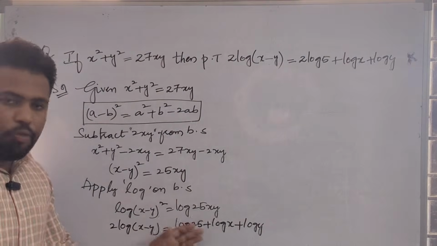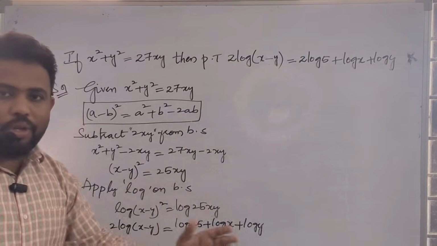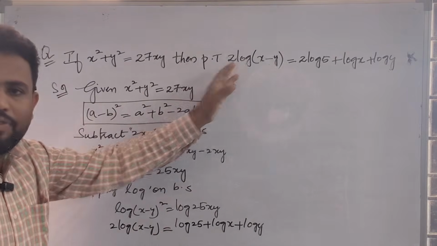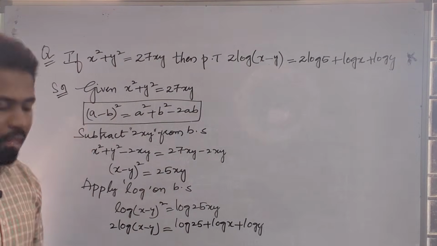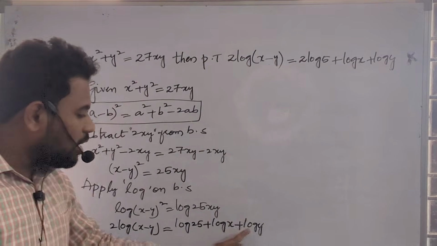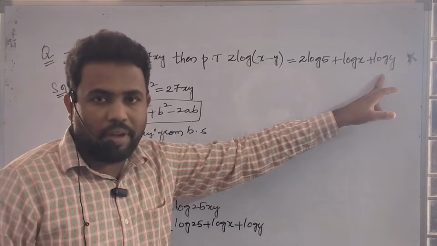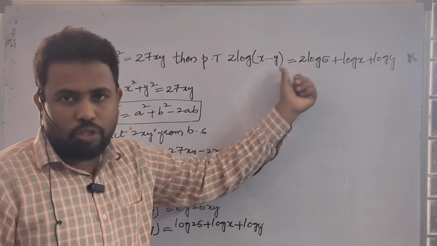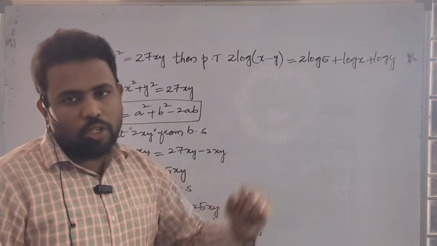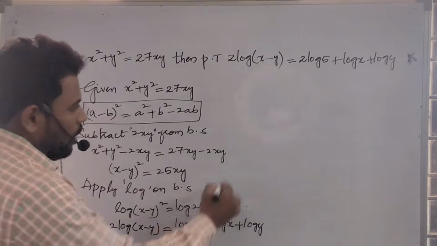After this step, if you compare with what you have to prove, you can see we already got the left hand side: 2 log of (x minus y), same as 2 log of (x minus y). On your right, we got log x plus log y. What is the term missing? 2 log 5. Only 2 log 5 we have to prove. Clear?